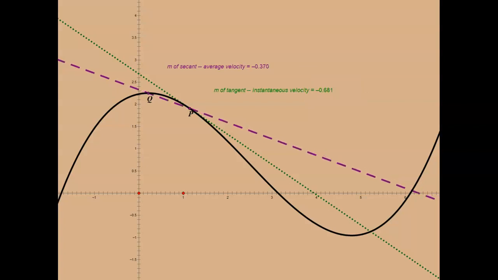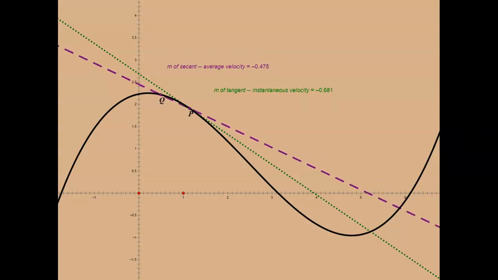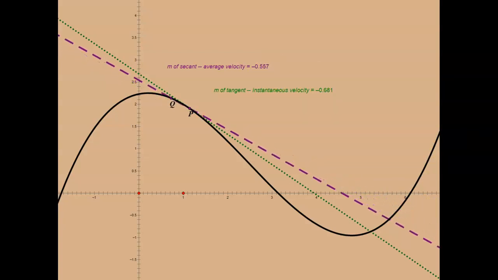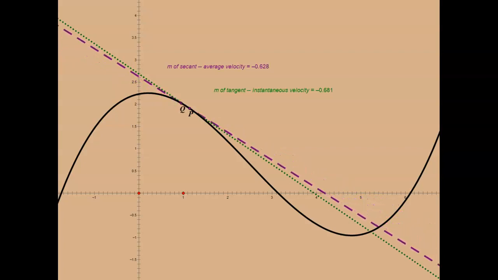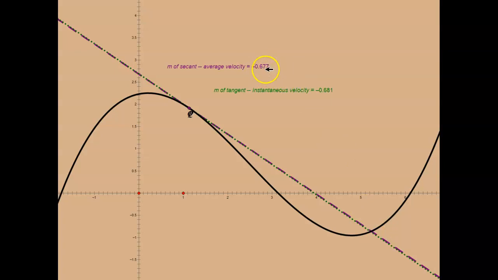And as Q gets closer and closer, we get even closer there. And we're almost to the point where it looks like it's the same line. We end up with the secant line and the tangent line having pretty close to the same slope, certainly within 2 decimal places, negative 0.68, negative 0.68.